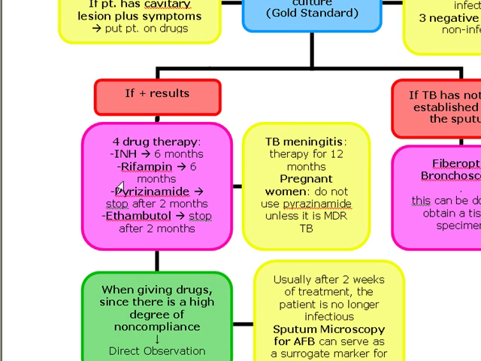So what we're going to do is we're going to give INH and rifampin for 6 months, and we're going to start them on pyrazinamide and ethambutol also, but after 2 months we're going to stop the pyrazinamide and ethambutol, and we're going to keep them on INH and rifampin for another 4 months. So INH and rifampin for 6 months, and pyrazinamide and ethambutol we're going to stop after 2 months.